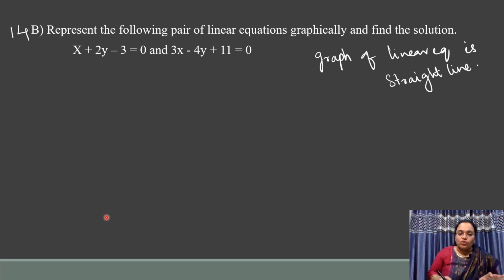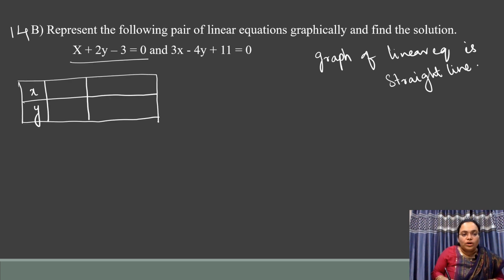Okay? So, using these two equations, we will find 2 points so that we can draw a graph using those points. I will help you how to find those points. Okay? So, what is the first equation? X plus 2y minus 3 is equal to 0.